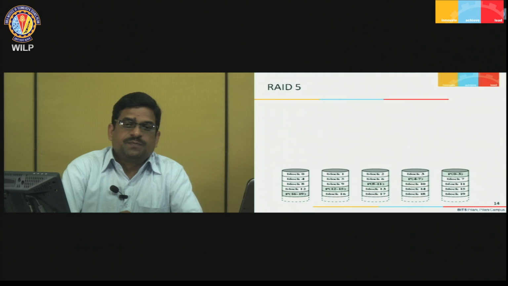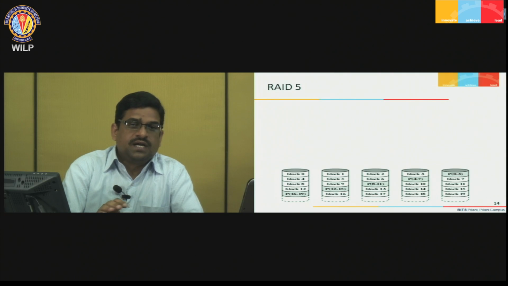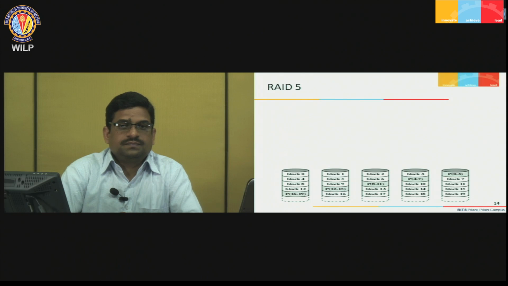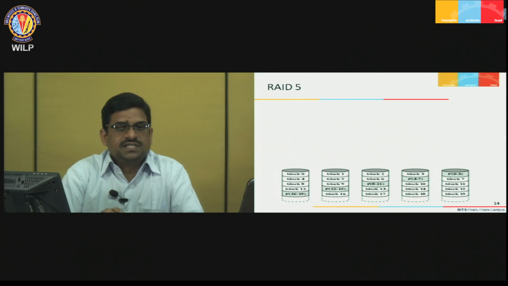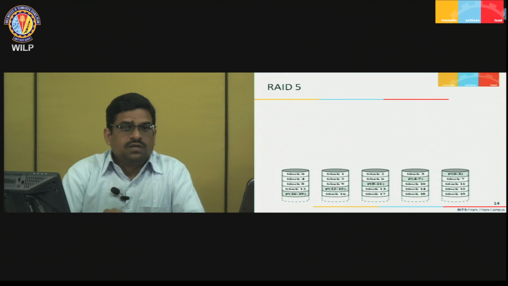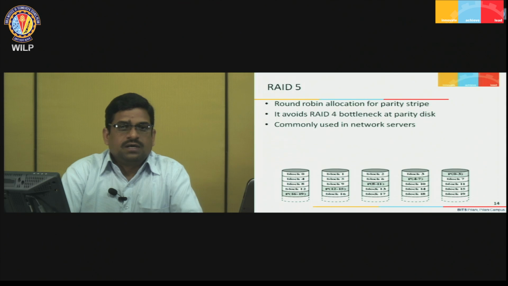In RAID 5 the parity block, or the parity disk essentially, is distributed across all the disks. Here also the number of disks required is the same. If 4 data disks are there, then one parity will be required, so n plus 1 is the total number of disks required to design a RAID 5 for n data disks. The only difference is the parity block is distributed across the disks. So, the single point bottleneck is resolved here. Parity strips are allocated in a round robin fashion.